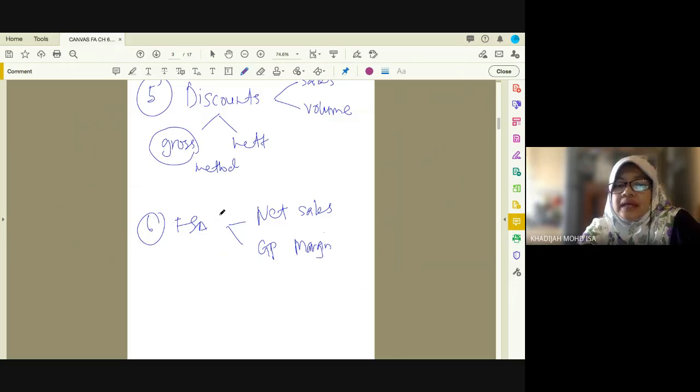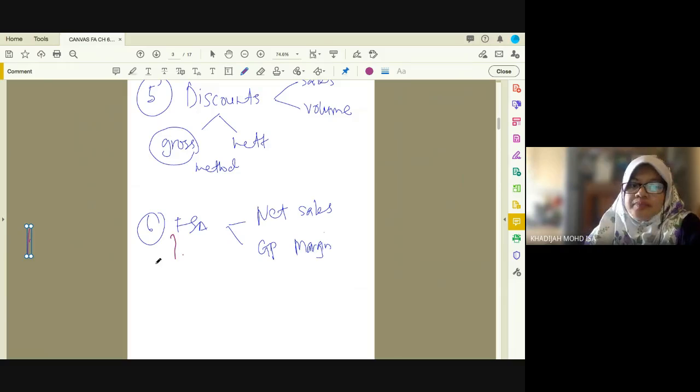And at the end of the chapter, it looks into the financial statement analysis, delving into the net sales and the gross profit margin. Looking at the net sales and the gross profit margin, how it tells you about the performance of the company. So when you do your financial statement analysis, it's more or less to see the performance of the company, right? You're looking at the performance.